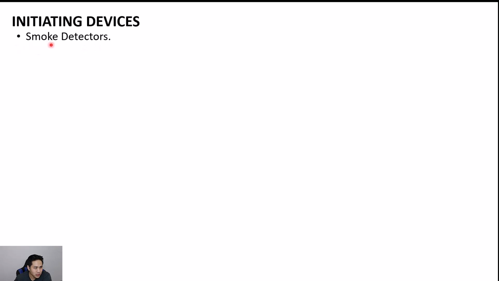The first one is smoke detectors, and they look like this, and they're typically on the ceiling. Then you have elevator smoke detectors, which are basically smoke detectors that function in a way so that if one is activated by smoke, it initiates elevator recall.